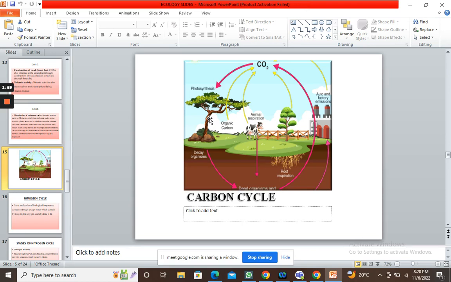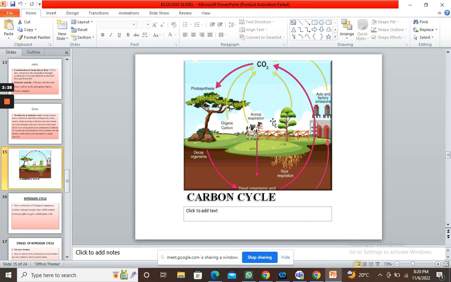Also the plants, they also undergo respiration, which returns carbon to the atmosphere, through emission from factories, and also the dead organisms. They will form carbon after a long period of time. The fossil fuels, when they are burned, will return the carbon to the atmosphere.